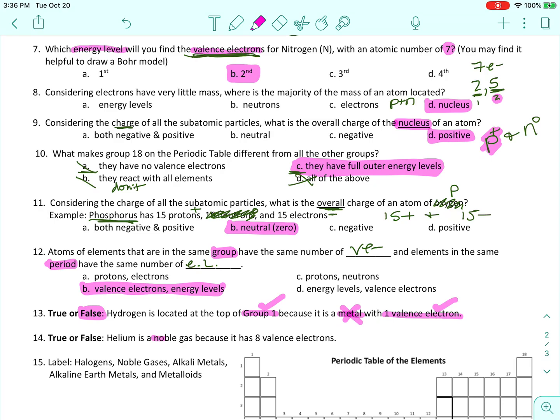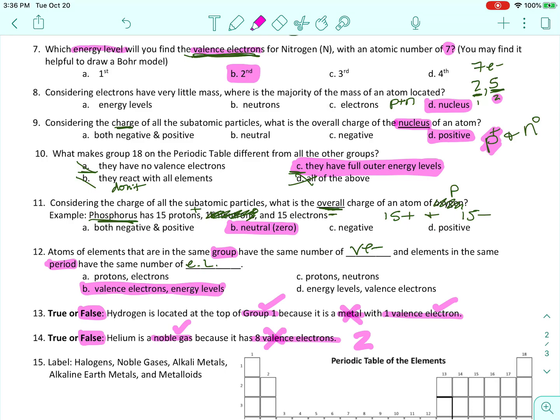14, true or false. Helium is a noble gas because it has 8 valence electrons. It is true that helium is a noble gas, but helium doesn't have 8 valence electrons. It only has 2 valence electrons. So that is false. Remember, we talked about why helium is with group 18 instead of group 2.